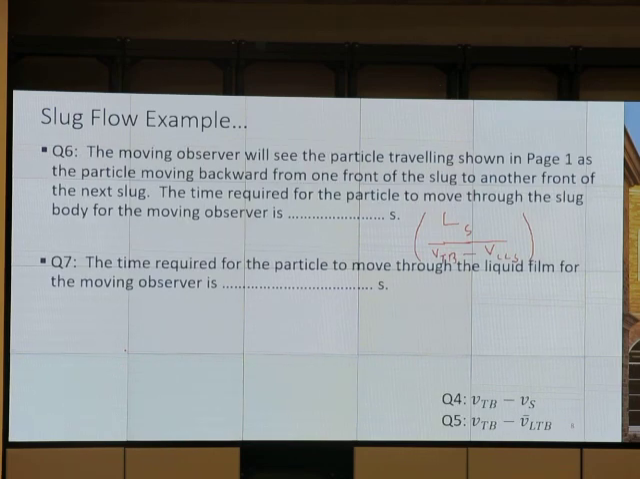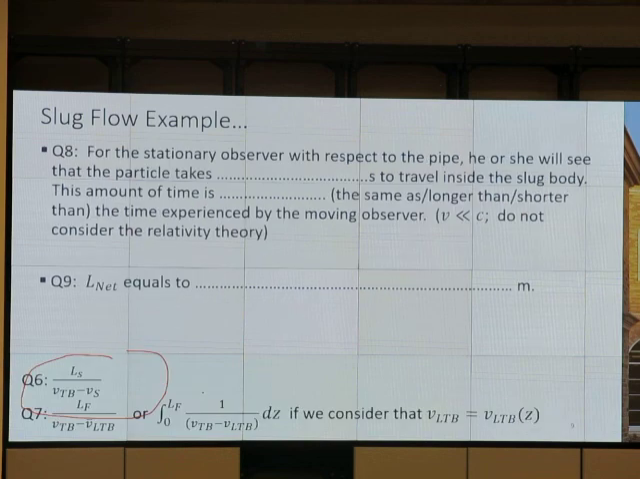Question 7. The time required for the particle to move through the liquid film for the moving observer is what? Isaac? Time should start with length over velocity. So with LF. LF? Do you want to count that? LF, okay. Divided by what? VTB minus VLTB. LF over VTB minus VLTB bar. Oh, I have the bar.